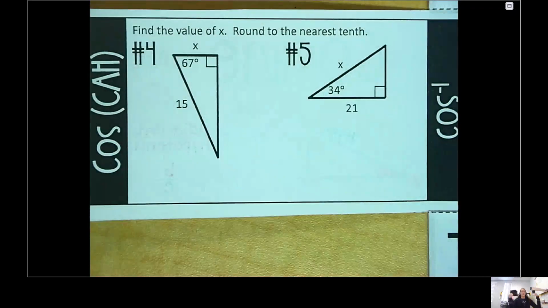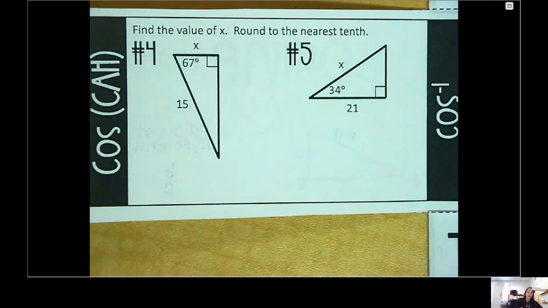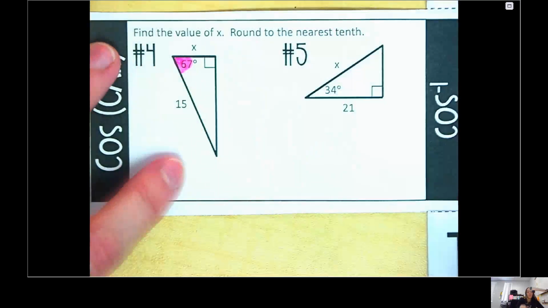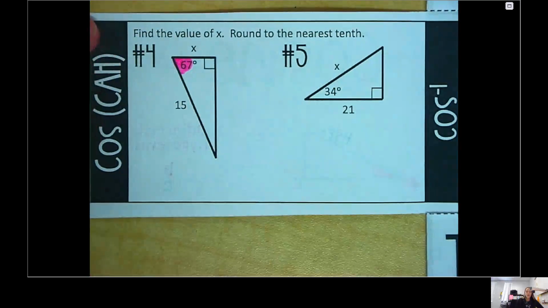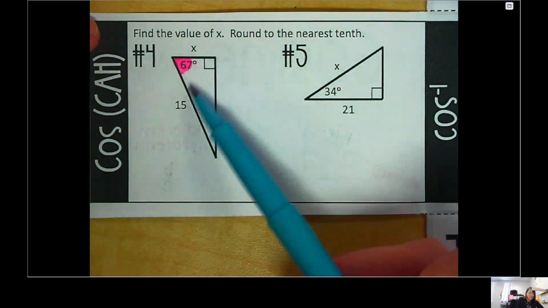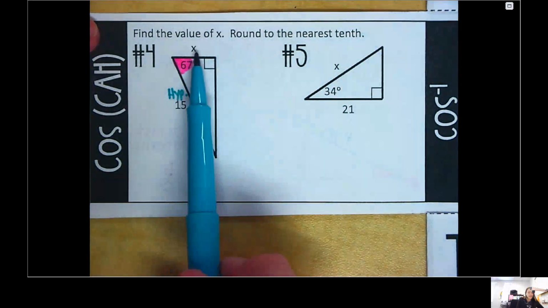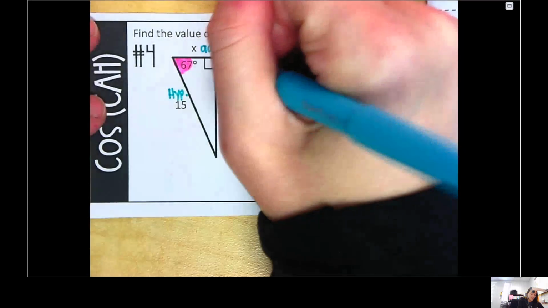Okay, so I'm going to start by highlighting my reference angle. Notice I'm doing the same thing over and over again, never stops. Okay, there's my reference angle. Across from the 90 is my hypotenuse. And then obviously the only one that's next to the 67 that's left over, the X, that is my adjacent piece.